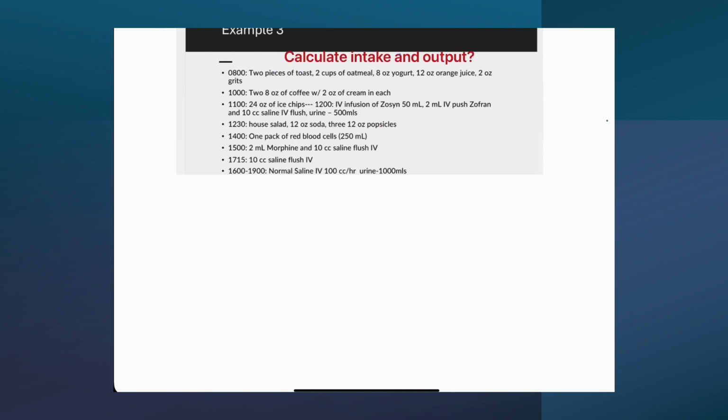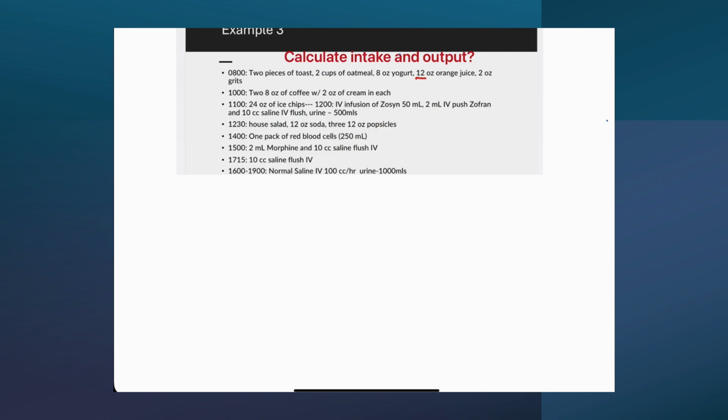All right, so for this problem, we will be calculating the intake and output, but we will be highlighting as we go. So let's start with the intake. So at 8 o'clock, this patient had 2 pieces of toast, 2 cups of oatmeal, 8 ounces of yogurt, 12 ounces of orange juice, and 2 ounces of grits. So the only intake we're going to count in this is going to be our 12 ounces of orange juice.